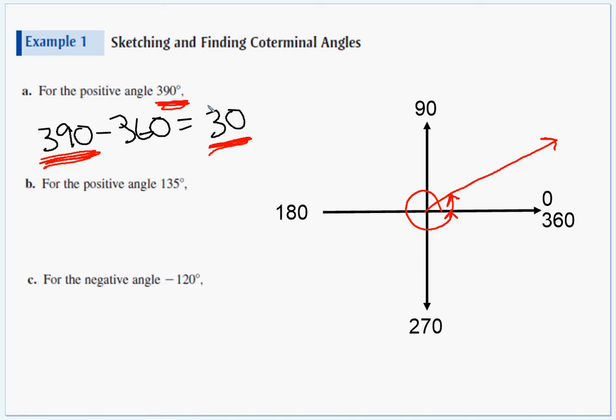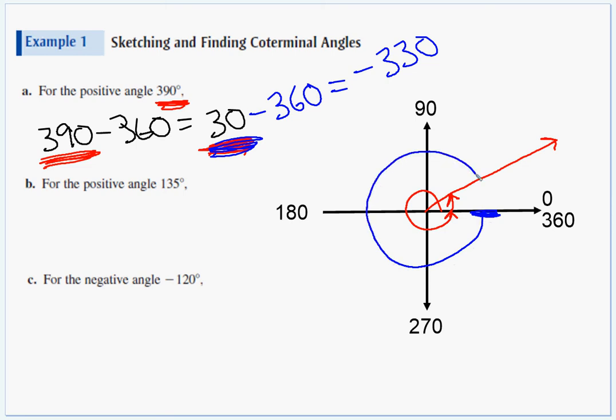Now, the directions didn't say find more than one, but we found this positive coterminal. Let's find a negative. If I take this 30 and subtract another 360, that's going to take me to negative 330. I'll keep my pen in blue ink, so if I start here on the same initial side and go clockwise, going around this way, that is negative 330. So we went in the opposite direction and ended on that same terminal side. So our coterminal angle could also be negative 330.